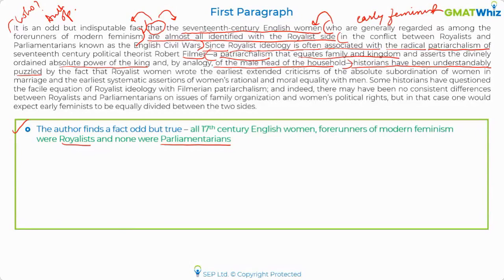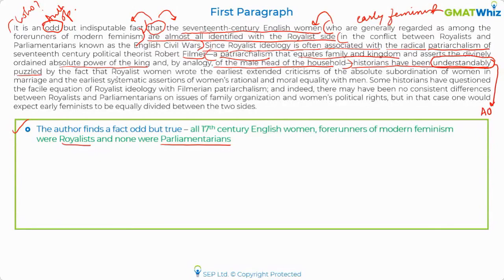Great. So, because royalist ideology is all about male dominance, historians have been understandably puzzled. Who is feeling understandable? Who thinks it is understandable? The author. So here again, we have the author's opinion. A small word which tells you author is likely to kind of take the side of historians who are puzzled. Remember, he did feel that it was odd. So this makes sense. So because of this royalist ideology, talking about radical patriarchalism, historians have been puzzled by something.